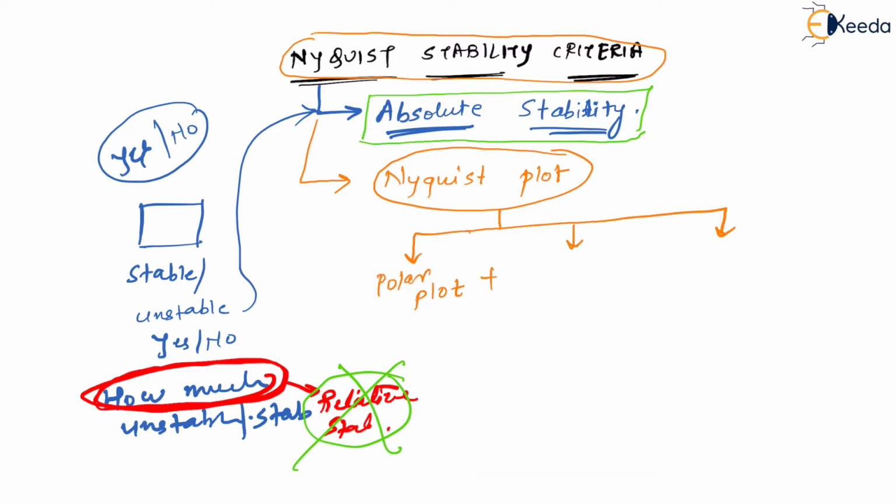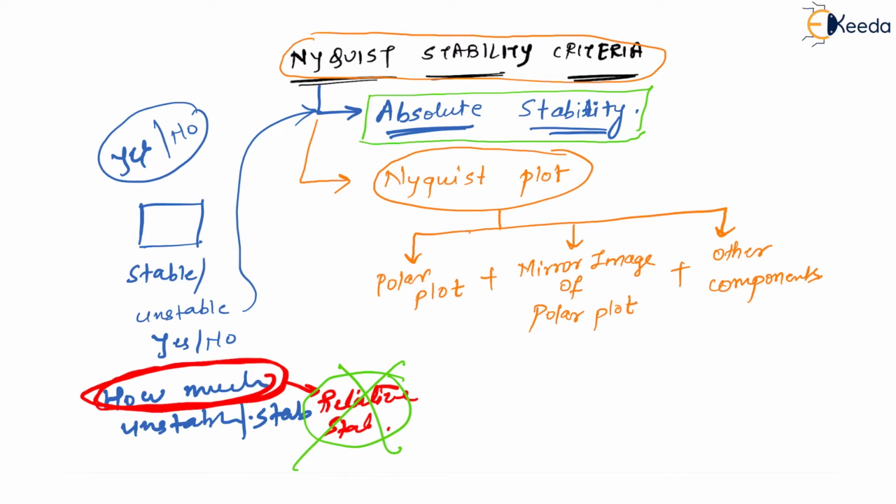After that, you have something called the mirror image of the polar plot. What is that mirror image and all? I will tell you that. Okay, don't worry. And the third thing that you have is other components. What are those components? Also, you will understand them.